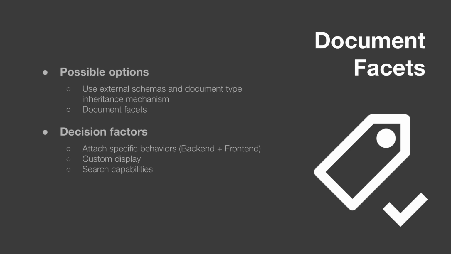So as you may know, a document facet is a capability offered by the Nuxeo platform to attach dynamically some behaviors or some properties. So when you need to attach properties to a document, you've got two options. You can either create an external schema or use the document type inheritance mechanism, or you can directly create a document facet. So let's see an example.